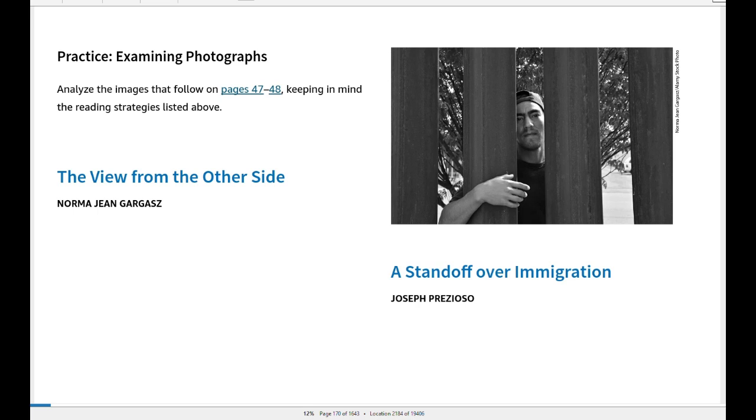Practice examining photographs. Analyze the images that follow on pages 47 through 48, keeping in mind the reading strategies listed above. The View from the Other Side by Norma Jean Gargas. A Standoff Over Immigration by Joseph Prezizio.